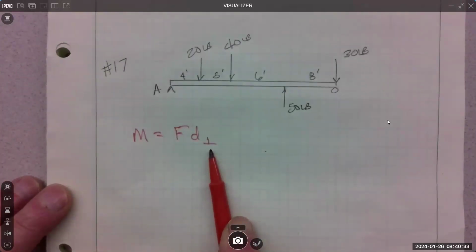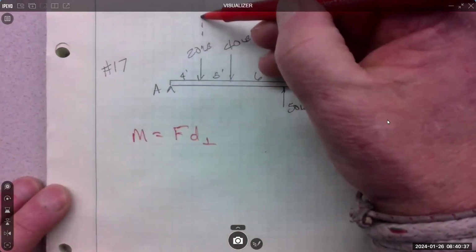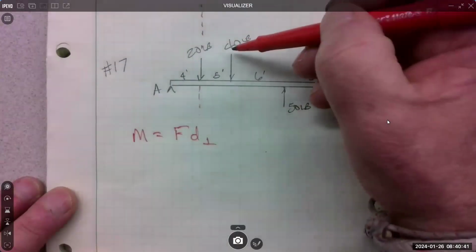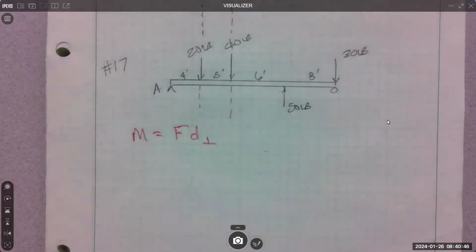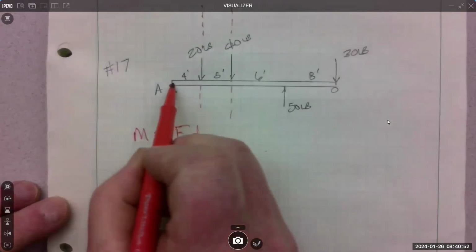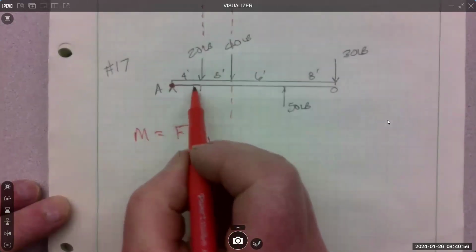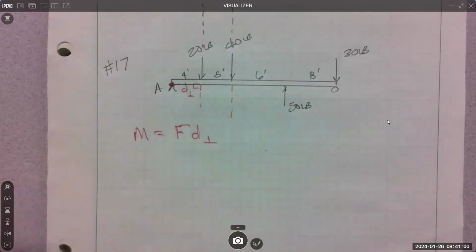So I want to make sure you understand that forces have a line of action. All forces have a line of action. And we use the perpendicular distance from the point where you want the moment. If we want the moment at A, from here to that line of action, and it makes a right angle. That's what the perpendicular distance is for the 20.